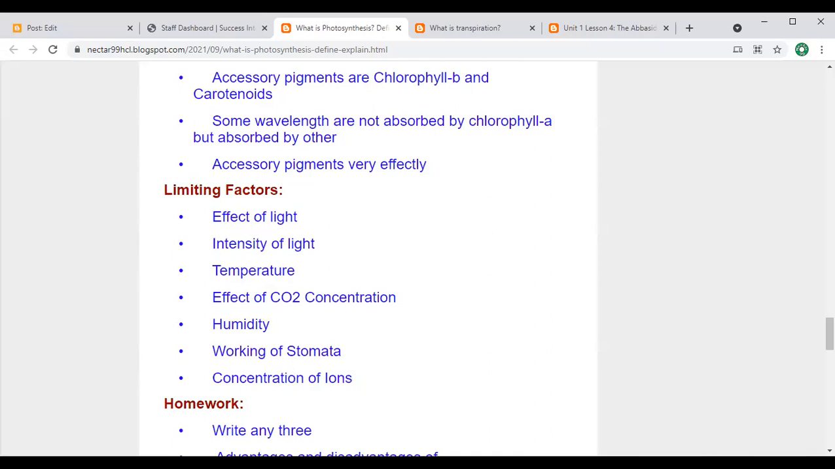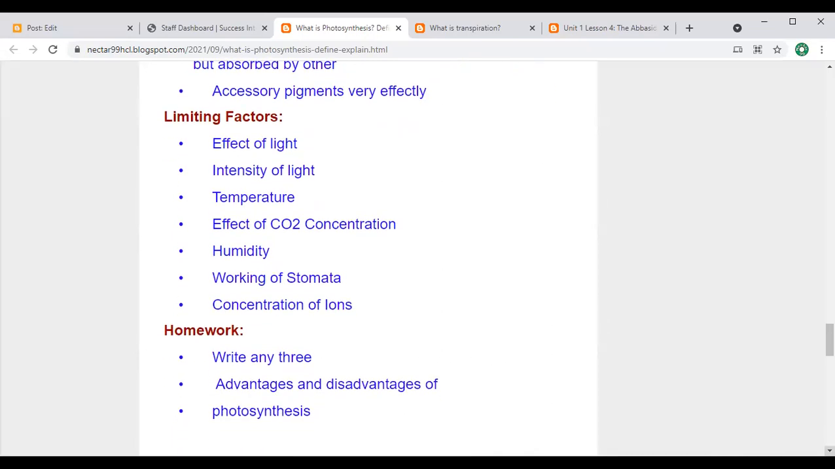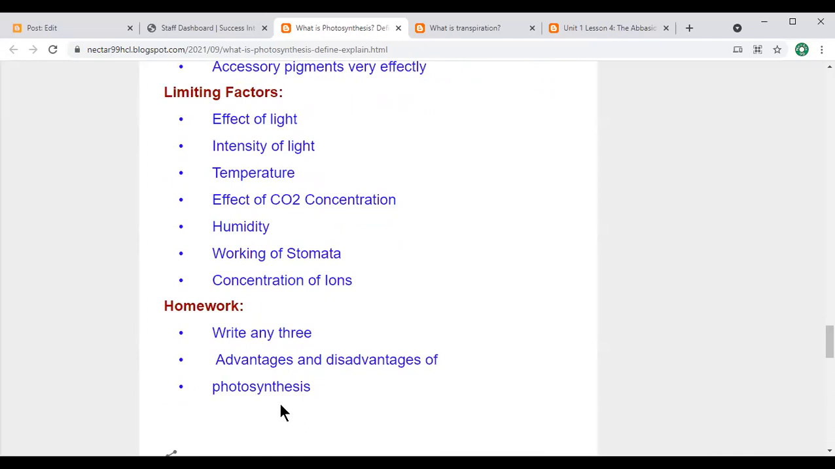Now till here, my dear students, if you have any question, please raise your hand. Otherwise, type no in the chat. So that is the simple homework. Okay, you can search even on Google to find and write any 3 advantages and disadvantages of photosynthesis.